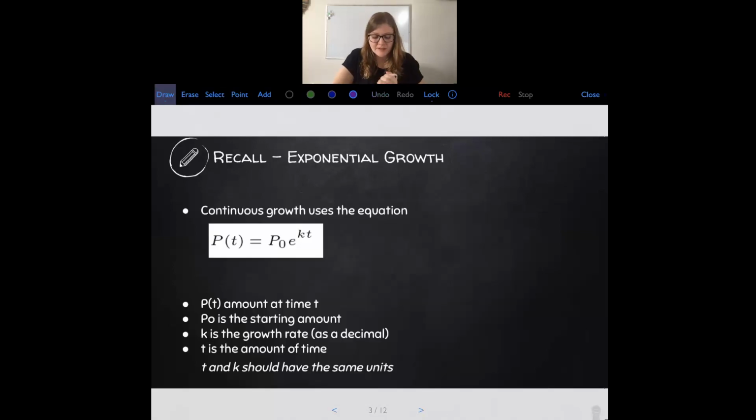So recall exponential growth. If we have something that's continually growing, such as a population, we have the equation P of t equals P naught e to the kt, and all of those letters that you see are defined below, where P of t is the amount at time t, P naught is the starting amount, k is the growth rate. Remember to work with it as a decimal. t is the amount of time, and t and k should have the same units.